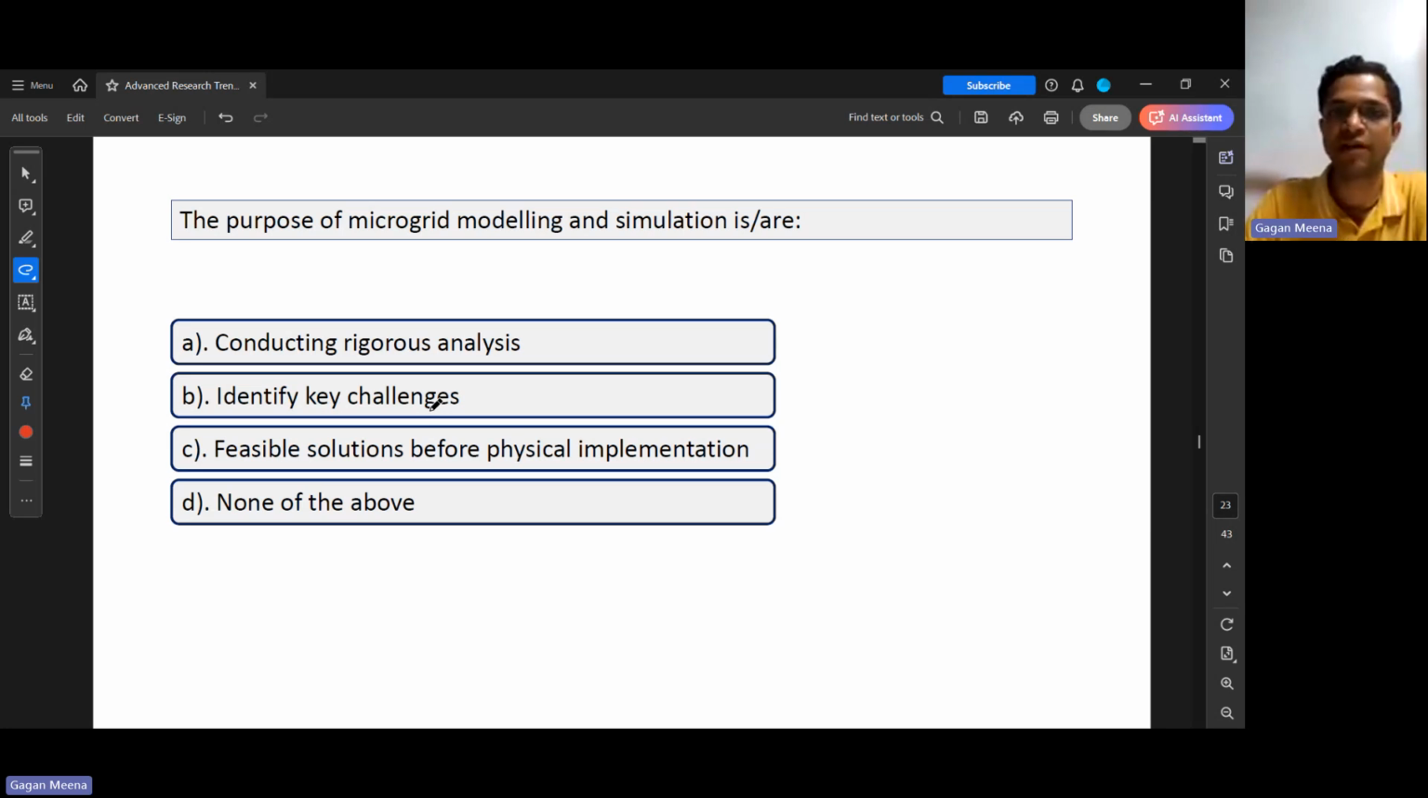The purpose of microgrid modeling and simulation is, first, conducting rigorous analysis and identifying key challenges. We already saw that we require rigorous analysis before we can implement the same thing in reality. While doing analysis, we also find out what key challenges we will be facing while actually implementing that thing. So that is also very important.